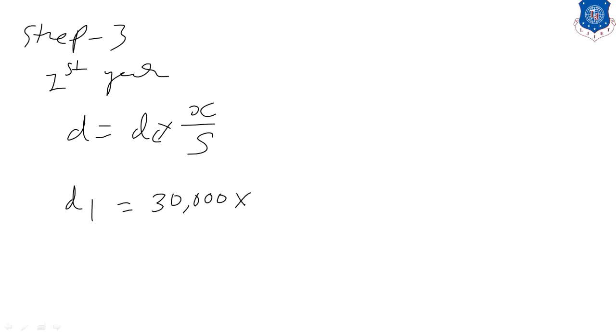30,000 multiplied by the remaining years. For the first year all 5 years remain, that's why 5 upon 15. So by calculating we will get 10,000 rupees, or consider $10,000. So this becomes our depreciation for the first year.